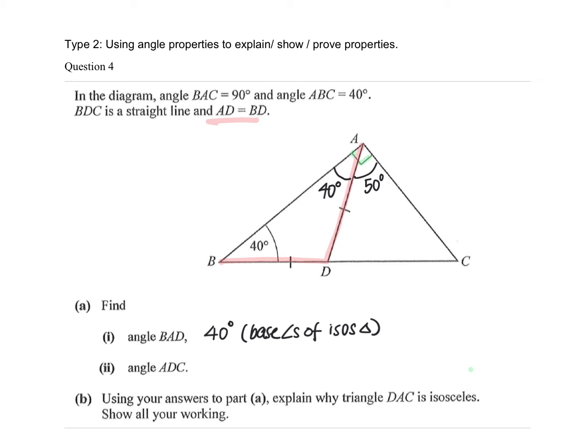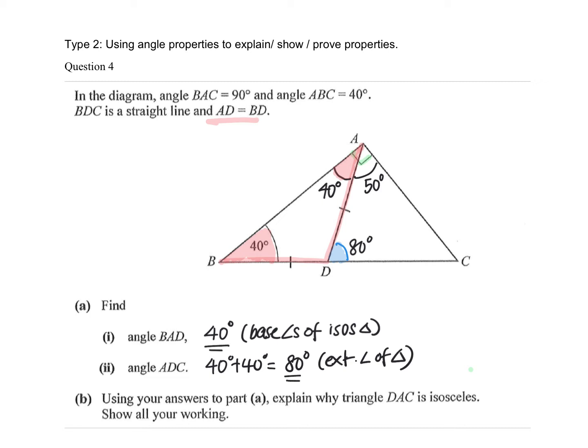Next one, calculate angle ADC. To calculate angle ADC, again, I can use my exterior angle of triangle. So the exterior angle of the triangle is equal to the sum of the two interior opposite angles. So I'll just take 40 plus 40, that means this angle is going to be 80 degrees. So angle ADC is 40 plus 40, which is 80 degrees, exterior angle of triangle.